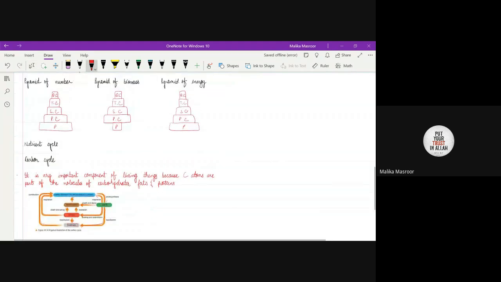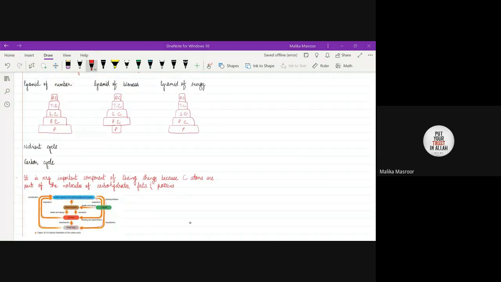Now I will talk about the nitrogen cycle a bit. Let's see how much you can cover of the nitrogen cycle.